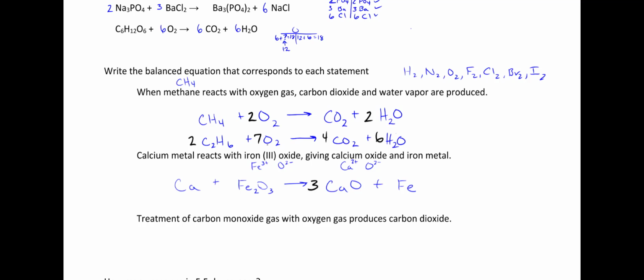It messes up calcium, though. There's now 3 calciums. So I simply need to put a 3 in front of calcium. And that balances calciums. There are 2 irons on the left. So to get 2 irons on the right, we just put a 2 right there. And we are balanced.